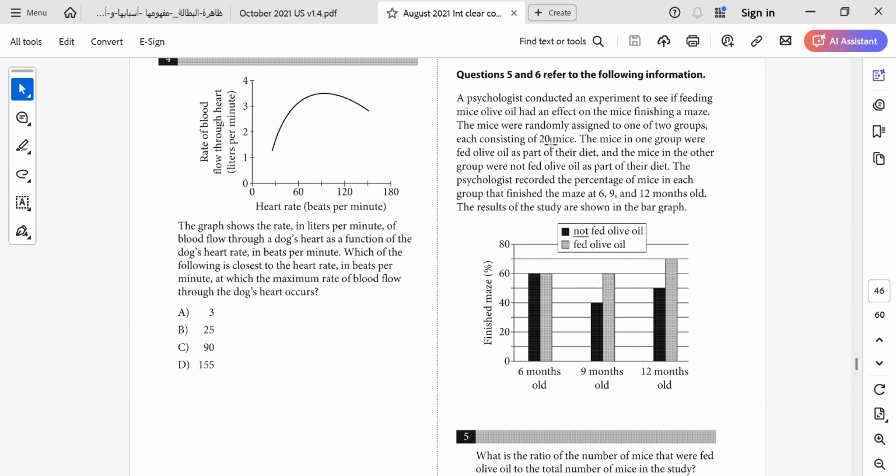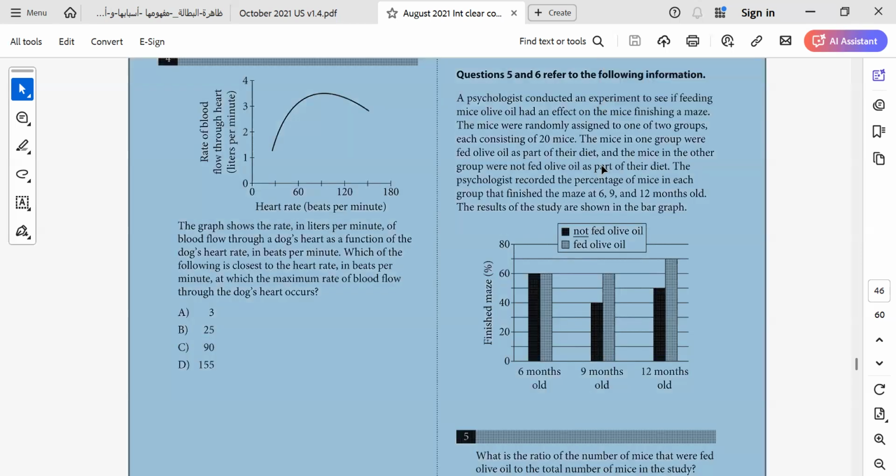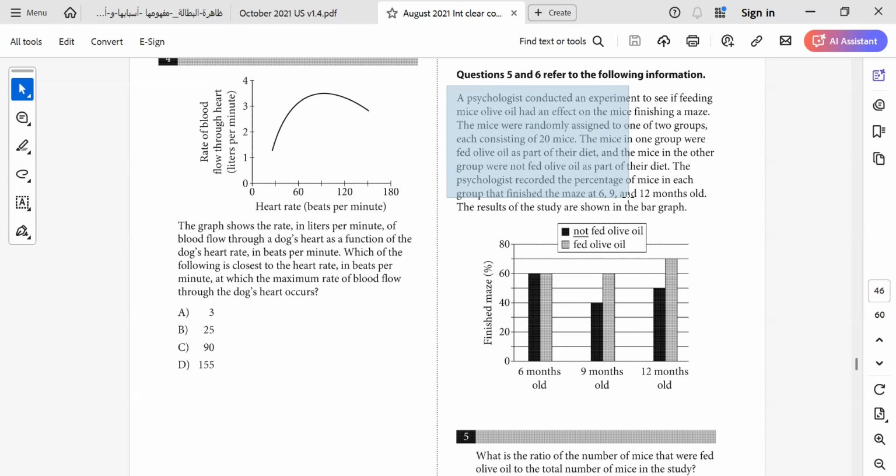Read the question again, because maybe you didn't understand it. Read this part again. Read this whole part again.